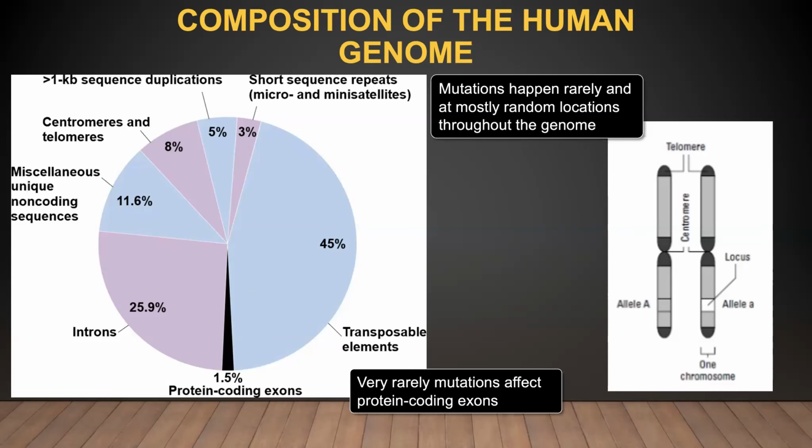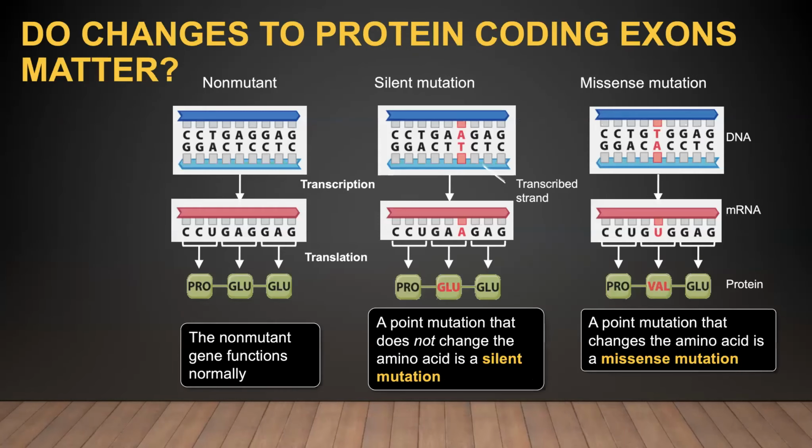All right, but what we're going to do now is look at what happens when we have these mutations in those protein coding regions. So in that 1.5%, we're going to look at these different types and the impact that they'll have on the functioning of that protein. This slide is showing us 3 different versions of the same gene.